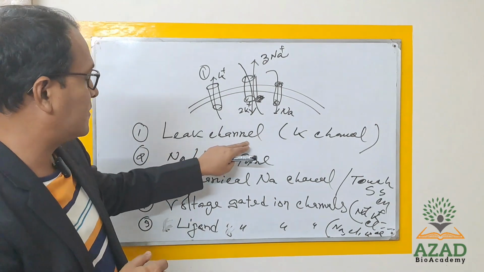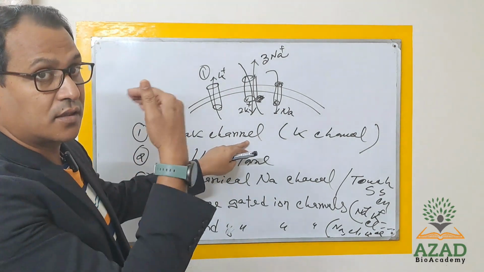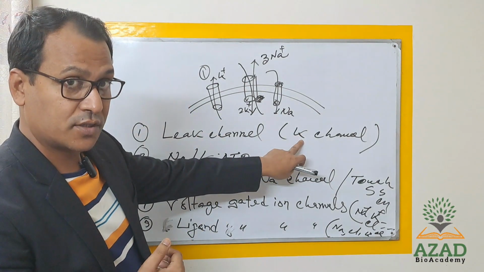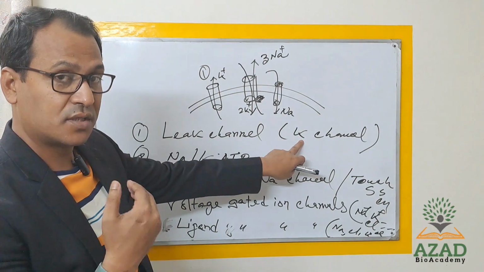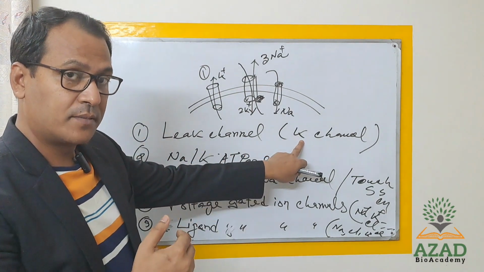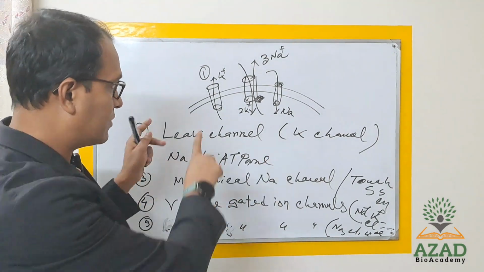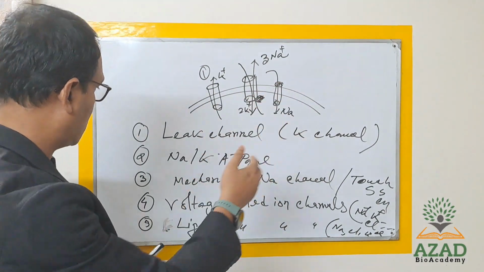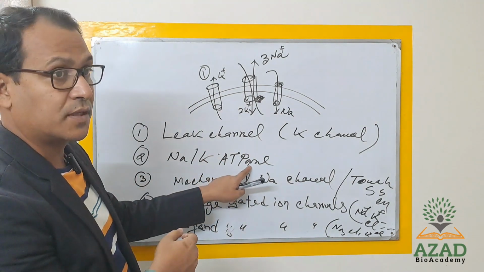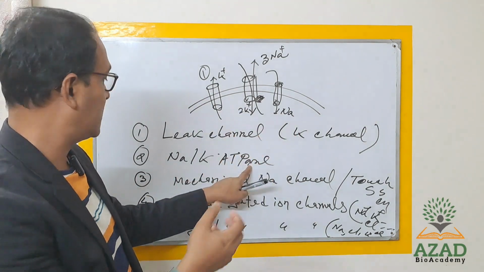There is the leak channel, through which potassium basically exits, and that will maintain the graded potential. I will discuss that later on. The sodium potassium pump will basically maintain the resting potential.